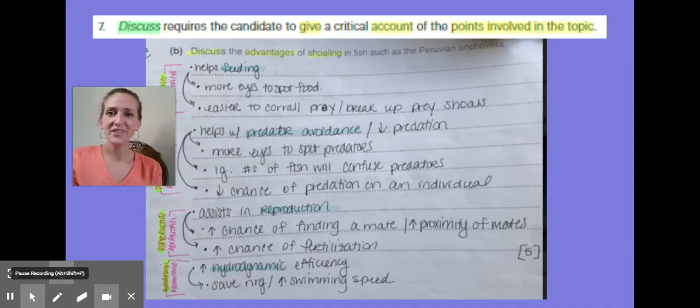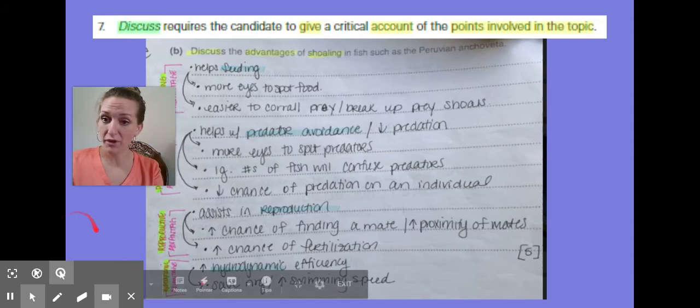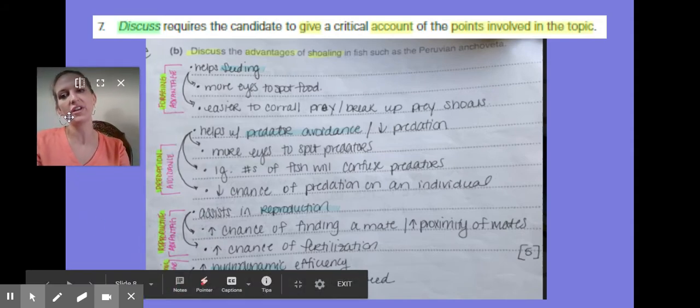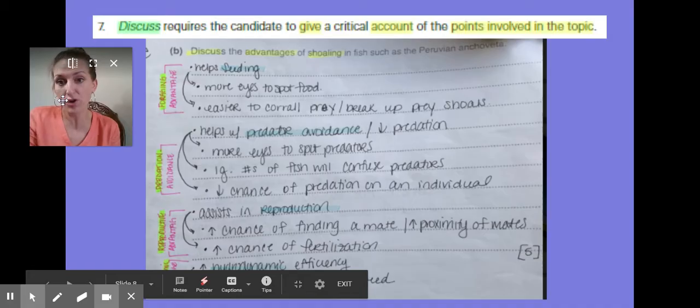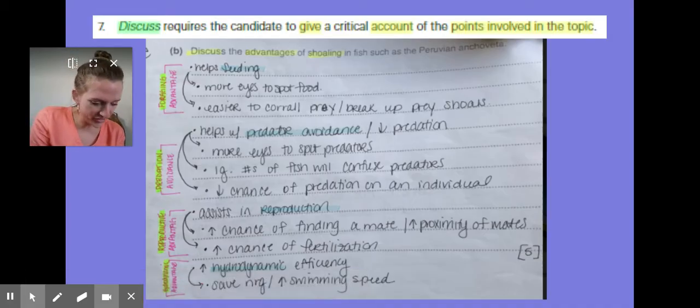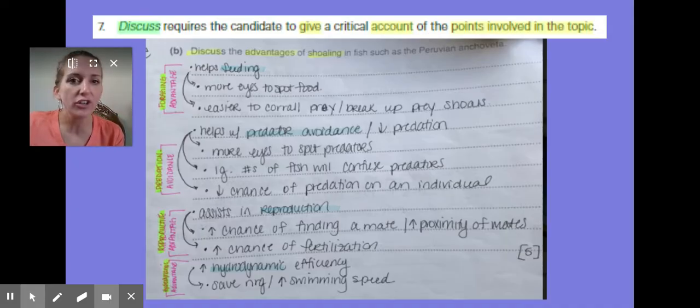So, discuss. You're just going to be talking about the critical points in there. Nothing too extra. You don't need to talk about your whys. Just discuss the main points that they're talking about. Discuss requires the candidate to give critical accounts of the points involved in a topic. So just the things that really matter.